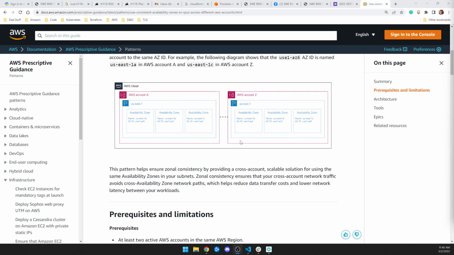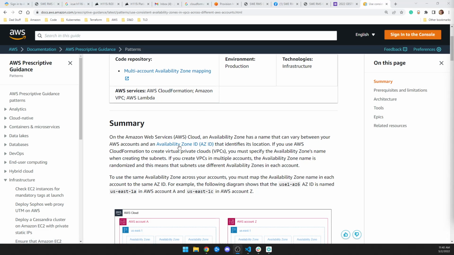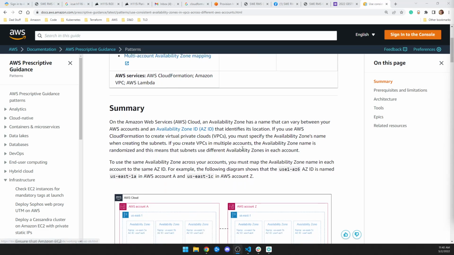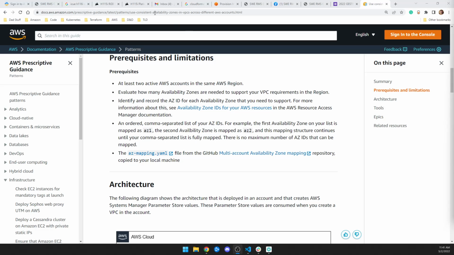So, this article talks about how you would go about figuring out what your AZID is and then setting your account up so that you create a map between them, so that when you create resources in either account that are in the same availability zone logical name like US East 1A, they're actually in the same AZID and your network traffic stays inside, both to avoid paying for network egress costs and also for better latency.